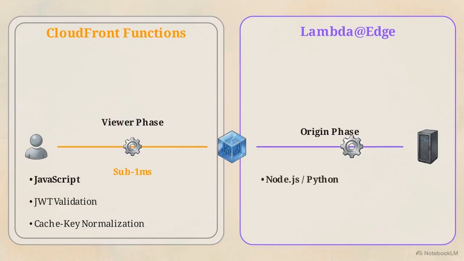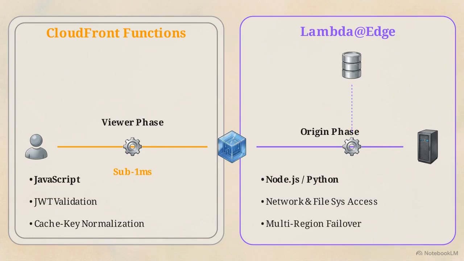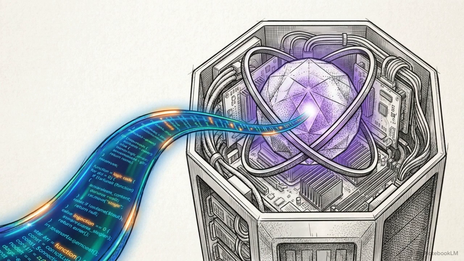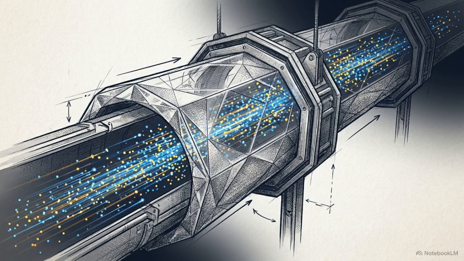Lambda at Edge is reserved for heavier lifting at the origin phase. Because it allows full network and file system access, you can run complex Node or Python scripts, like dynamically querying Route 53 to execute a multi-region origin failover. By injecting these compute functions directly into the request lifecycle, you create a delivery pipeline that can handle millions of requests per second while maintaining strict cryptographic isolation.